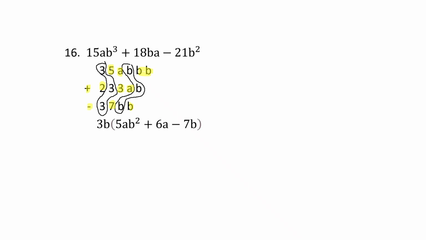So when I write my answer, whatever matches comes out front, 3B. The leftovers go on the inside, and that first term has BB. We're going to rewrite that with its exponent, so B squared. All right, so hopefully you remember those.